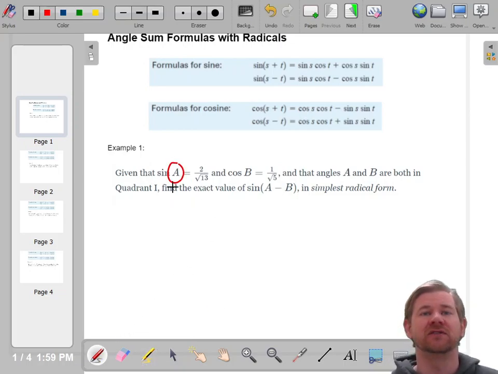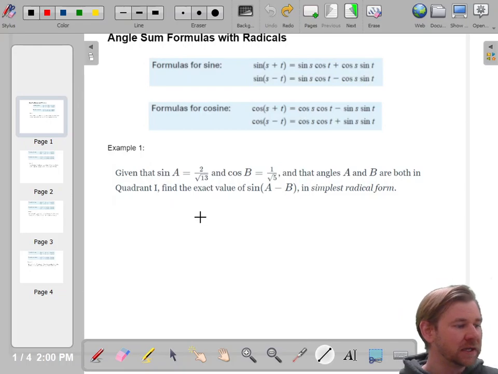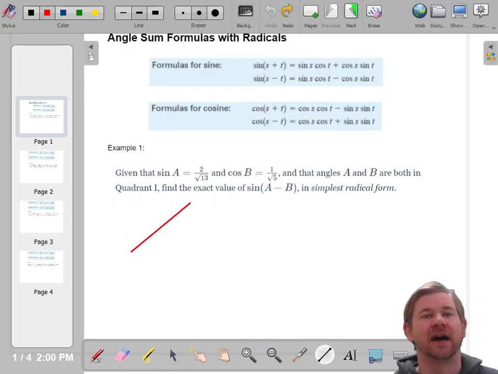Now, we're not going to actually figure out what angle B and what angle A are. I don't really care. I don't need to know what they actually are, but what I am going to have to do is figure out the missing sides, because to do sine of A minus B, I'm going to need to use that formula. So I need to know the sines and the cosines. So first, let's find the missing sides for our triangle.